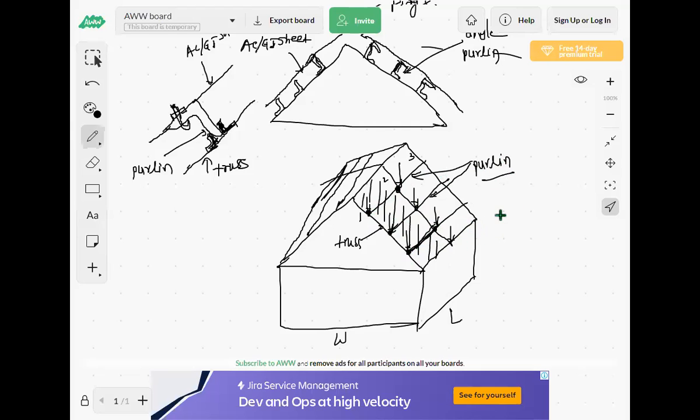So draw the sketch, then we will move to the procedure of purlin. So are you getting, which is the purlin member in our truss?